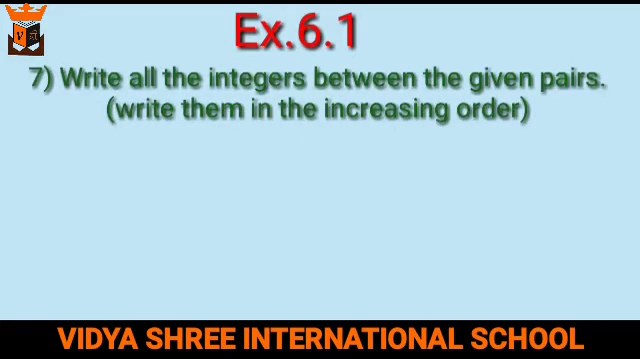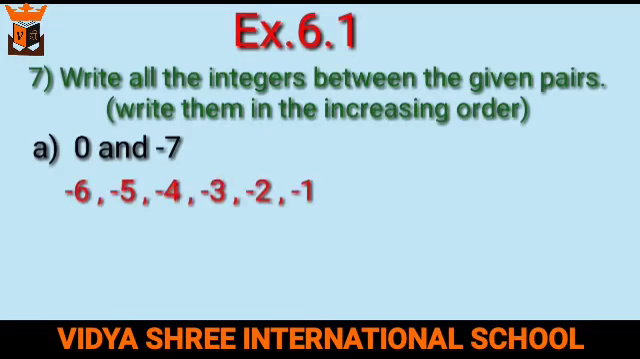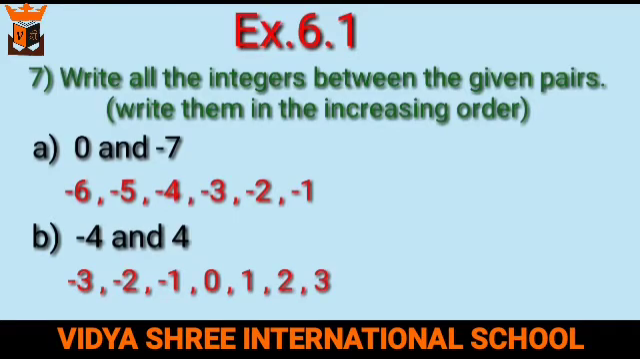Question number 7 is write all the integers between the given pairs and write them in the increasing order. First one is 0 and minus 7. So the integers between these two numbers are minus 6, minus 5, minus 4, minus 3, minus 2 and minus 1. Second part is minus 4 and 4. So the integers between minus 4 and 4 are minus 3, minus 2, minus 1, 0, 1, 2 and 3.